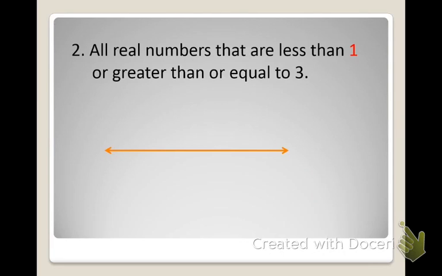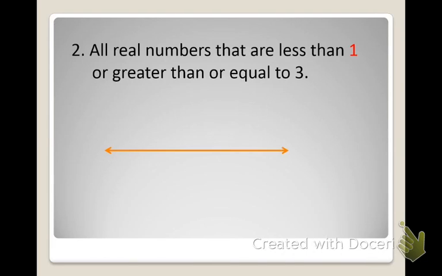What about this guy? All real numbers that are less than 1 or greater than or equal to 3. Write that compound inequality out and then try to graph it, and I'll give you about a minute. So, what did you come up with?